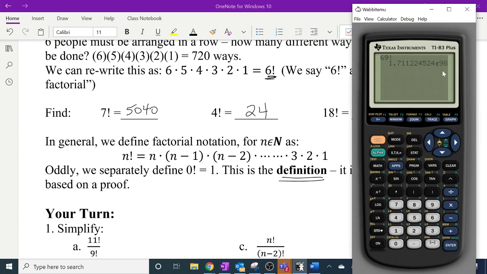There we go. Notice 70 would bump this over the 100 mark for scientific notation, which makes it a bigger than a 100-digit number. So it probably won't do it. 70. Oh, this is a drag. Math, probability 4. No. So there it is. Even on the big fancy calculator, 69 is the winner.